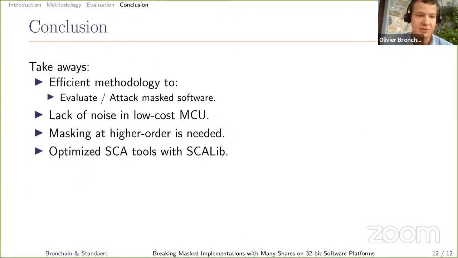So as a conclusion, I would say that the paper contains an efficient methodology to either attack or evaluate masked implementation. There is for sure a lack of noise in low-cost MCU. We investigated, so that's an issue. And how do you protect this kind of device? It's, for me, really a hard question that has to be answered. Not sure there is a clear answer. Also, because there is a low noise there, we need to have masking at higher order on these devices. And a toolbox that is optimized for side-channel analysis.